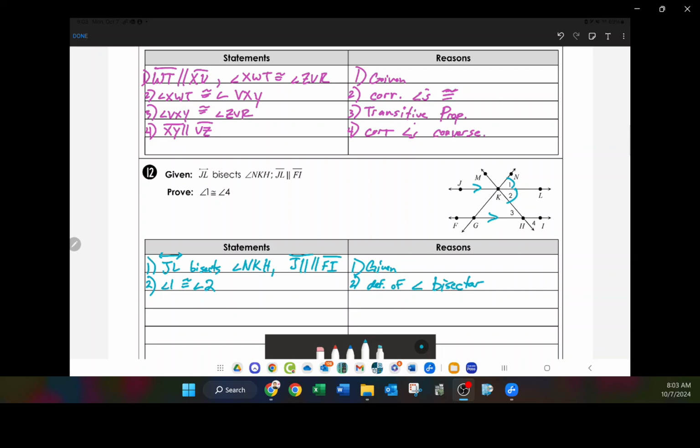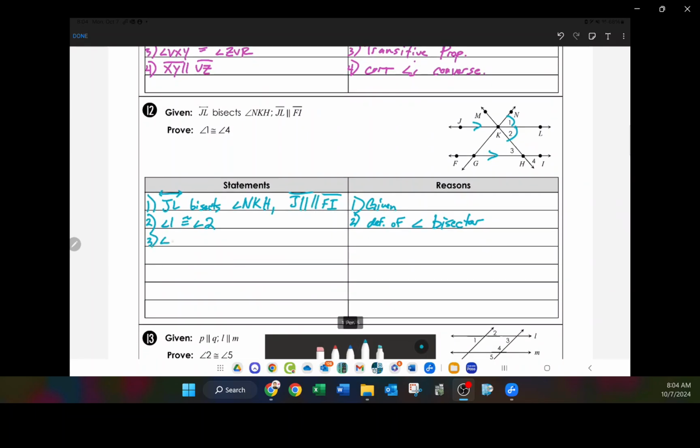Now, we just showed that angle 1 is congruent to angle 2. We're trying to prove that angle 1 is congruent to angle 4. So, can I prove that angle 2 is congruent to angle 4 and use the transitive property? Why is angle 2 congruent to angle 4? Angle 2 is congruent to angle 4 because these lines are parallel, so the corresponding angles are congruent. And then by the transitive property, angle 1 is congruent to angle 4.